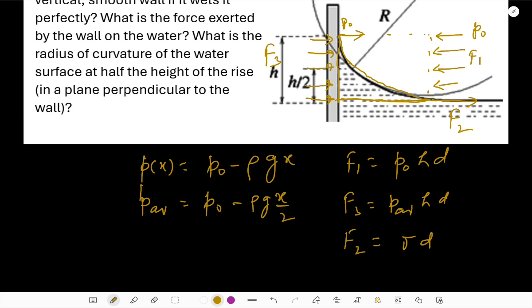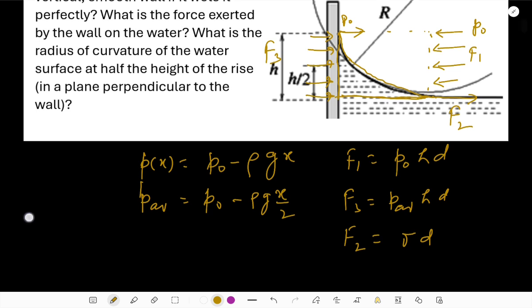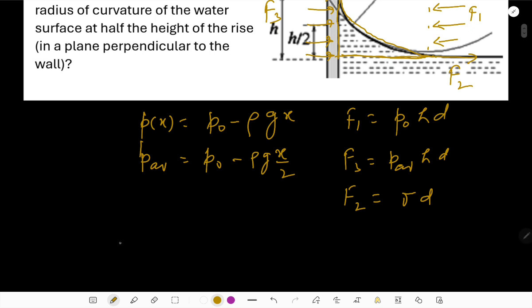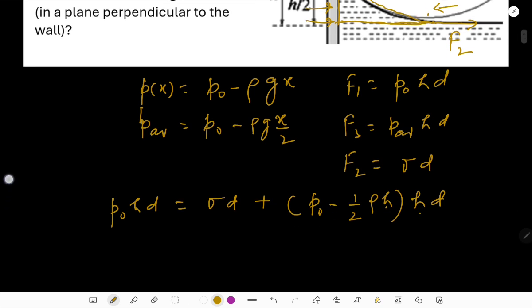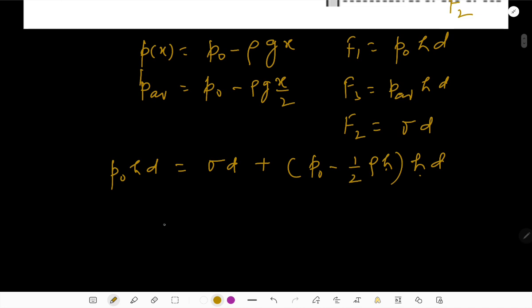Now the water block is in equilibrium, so the resultant of all the horizontal forces acting on it must be 0, and you can write something like here that P naught HD, that is the only force acting towards left, will be equal to sigma d plus this force F3, and F3 is P average, which is simply P naught minus half rho g H, multiplied by HD, because H is the total length, and you can find the value of H by solving all those things.